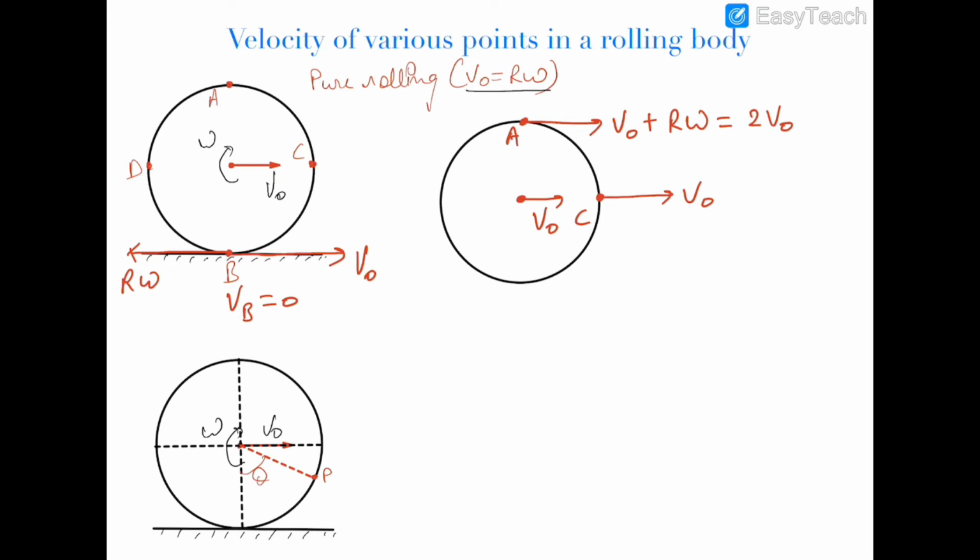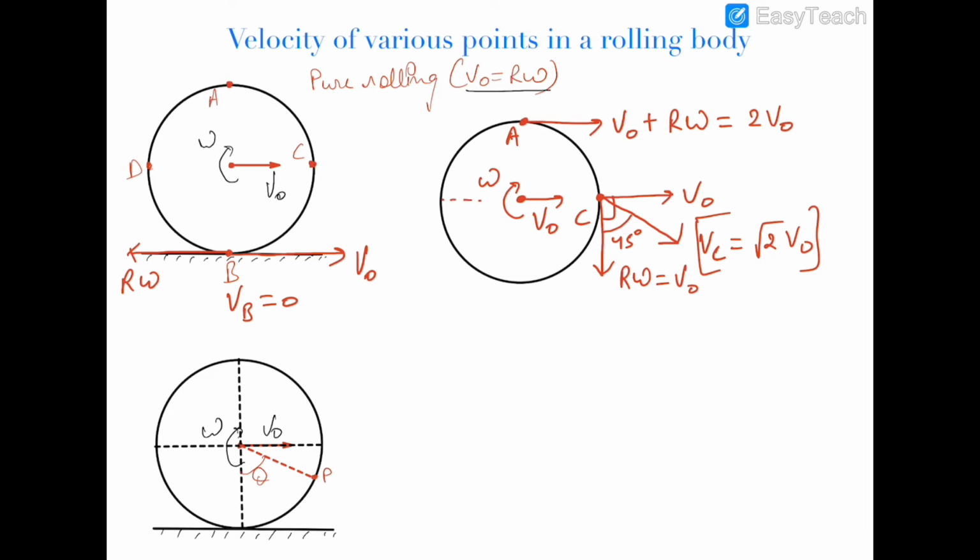And also, since this ring is rotating about the center with an angular velocity of omega, the velocity of this point C due to rotational motion would be R omega in the downward direction. So the net velocity of point C, Vc, would be equal to root 2 V0 because these two vectors are equal and they are lying at a 90-degree angle. Now this angle would be 45 degrees.